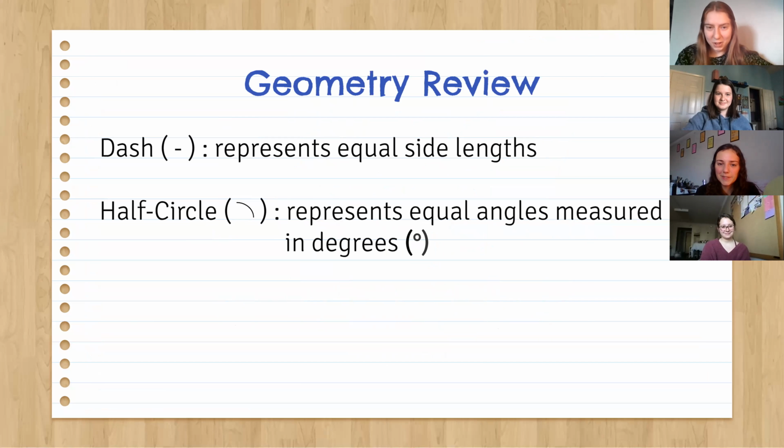Since we've been going through geometry, we are going to review some terms because geometry is full of symbols and definitions that can all get really jumbled. The two that are most important for today are the dash mark, which represents the equal side lengths on any of the 3 sides of a triangle, and the half circle, which represents which angles of a triangle equal each other, and those will be measured in degrees. We're going to see these applied in the next few slides.